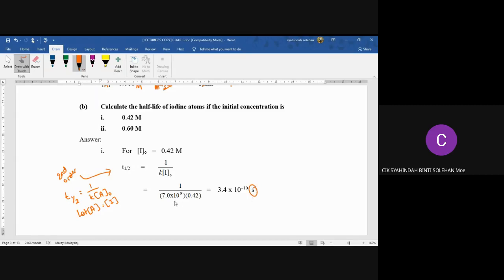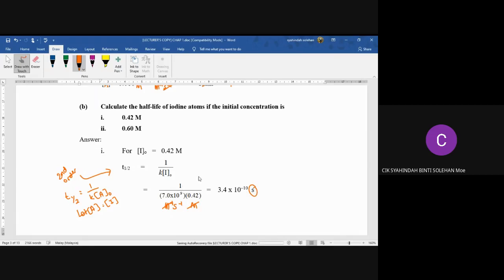Because your unit untuk rate constant ialah per molar per second. Okay, and then this one pula unit dia ialah molar. So ni tolak dengan ni and then per second bawa ni atas jadi second.